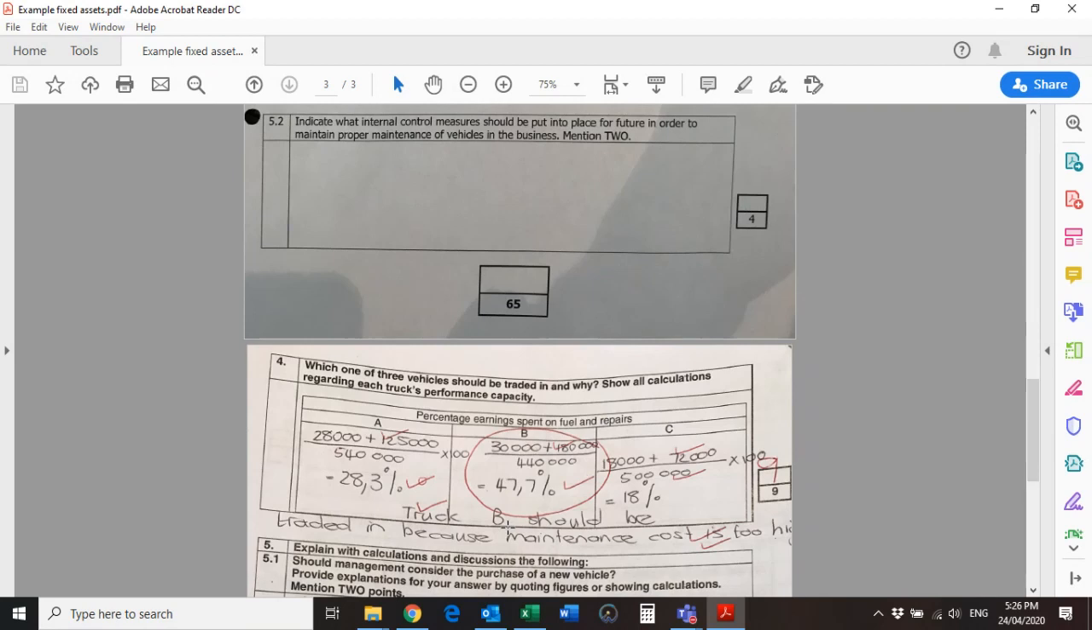In February 2016, at a price of 630,000 rand. So that's a new vehicle's price. The new vehicle comes with a vehicle.